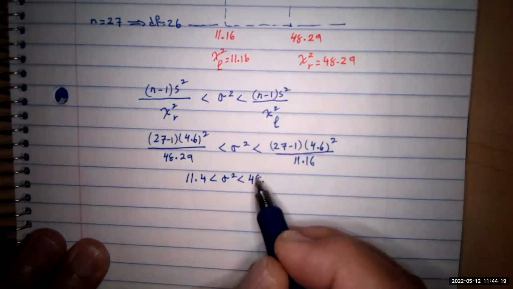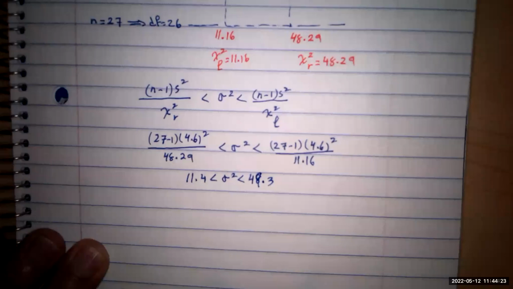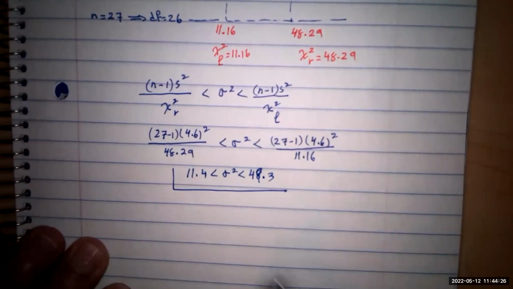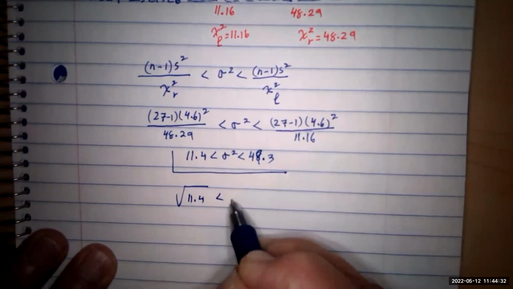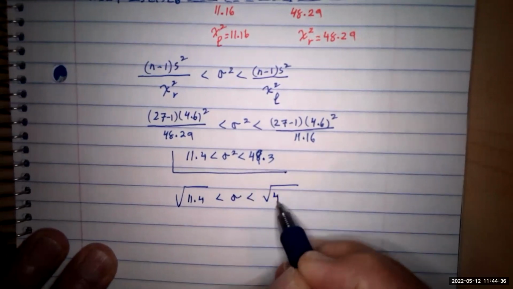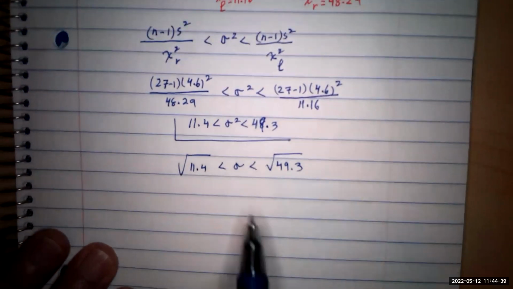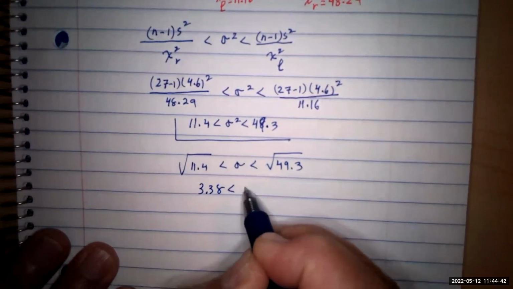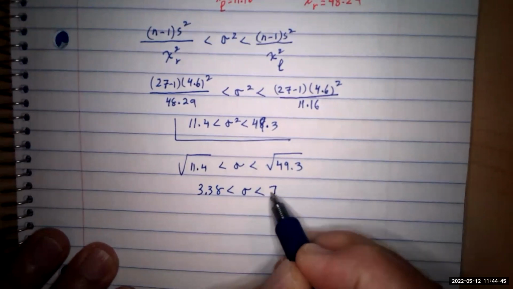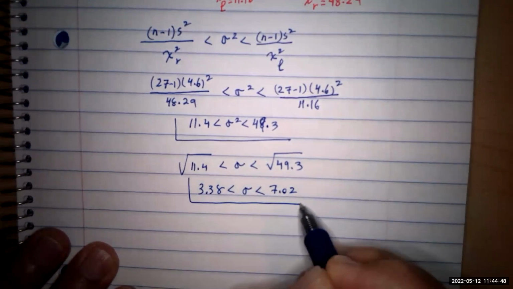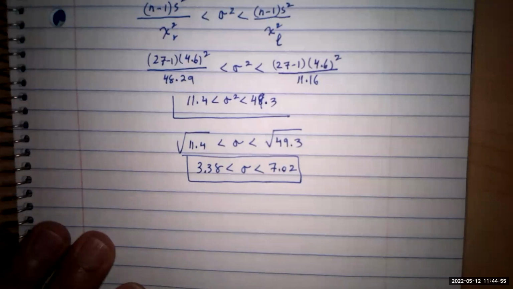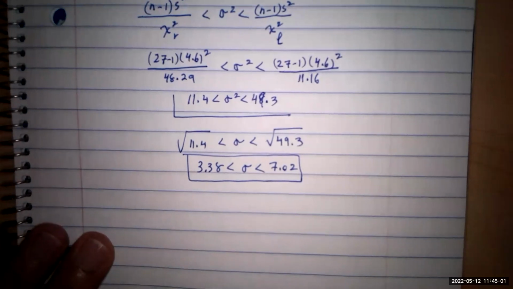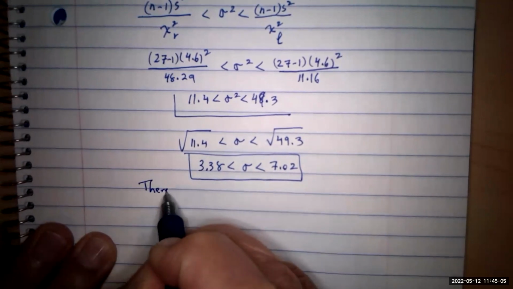I think that's it. That's about 49.3. You can check it with your calculator, but I think that's correct. That's a variance, but we need to take the square root: the square root of 11.4 and the square root of 49.3. If you simplify it, you arrive at 3.38 less than sigma less than 7.02. So this is going to be the confidence interval for the population standard deviation. Of course, you make a comment because this is 99%, so 99% chance that the answer is going to be this one. So you have to make a comment.